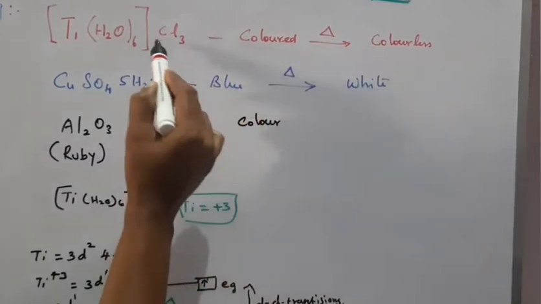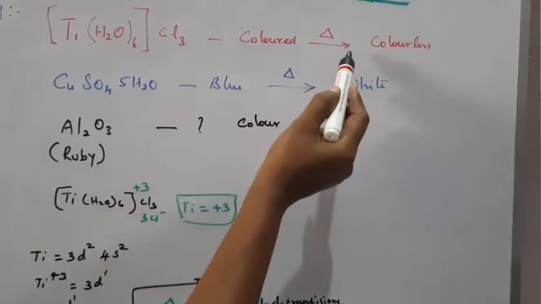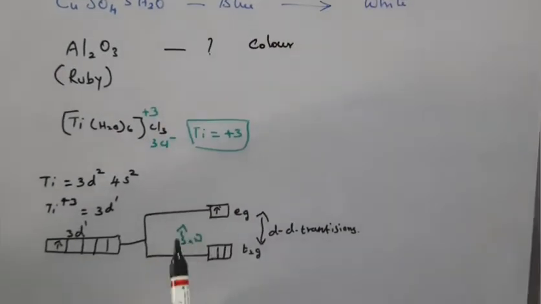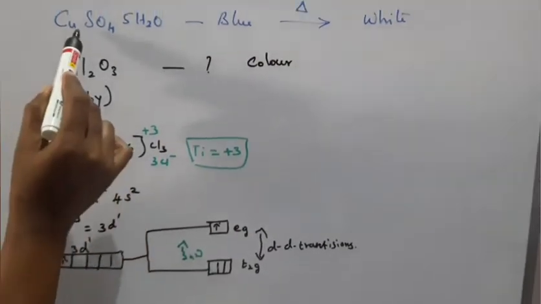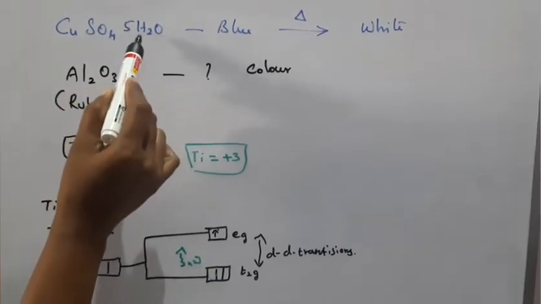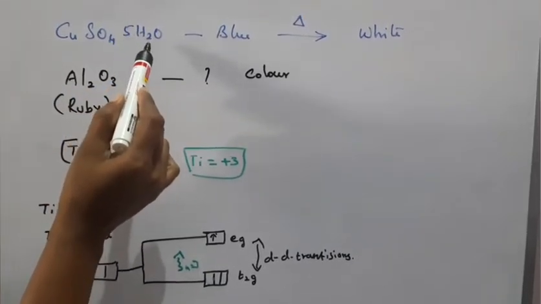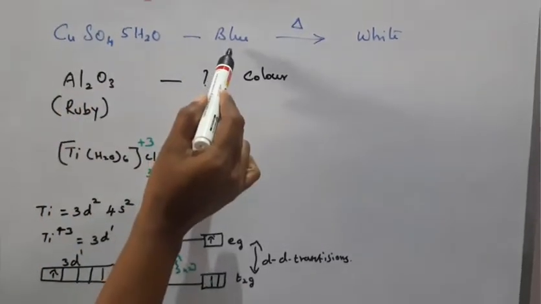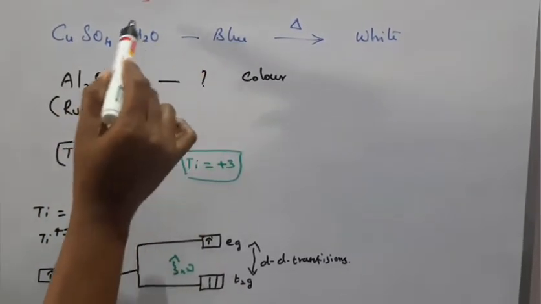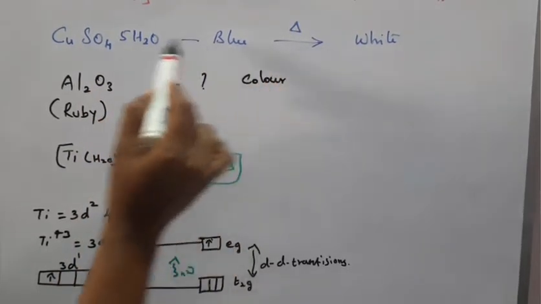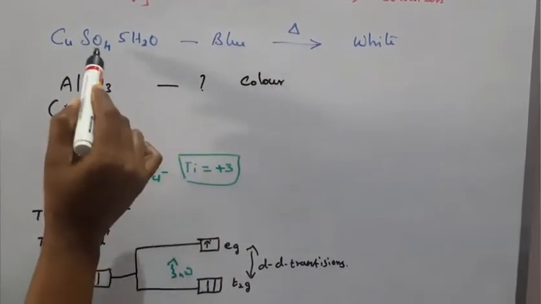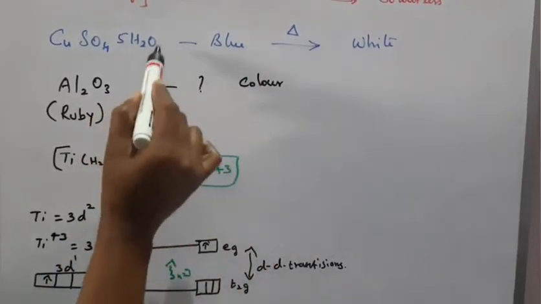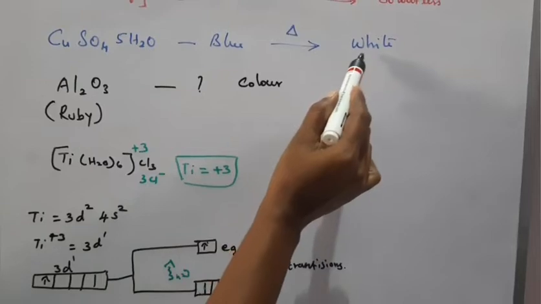First of all, in aqueous medium it would be colored, but after heating it is colorless because of d-d transitions. The same thing with copper sulfate pentahydrate, CuSO4·5H2O: that particular complex will be blue in color in aqueous medium. But while we are heating the same complex, we can remove the water molecules.